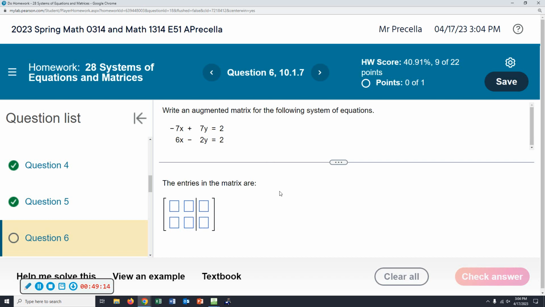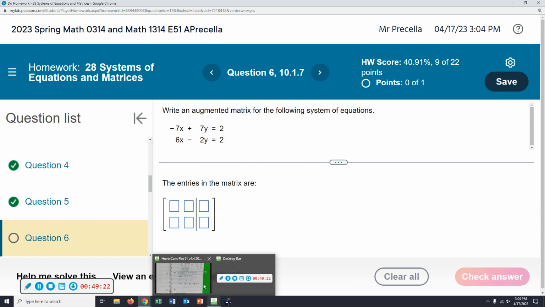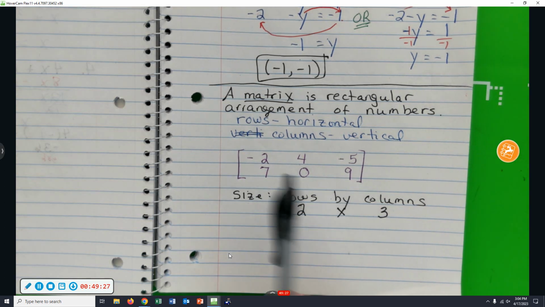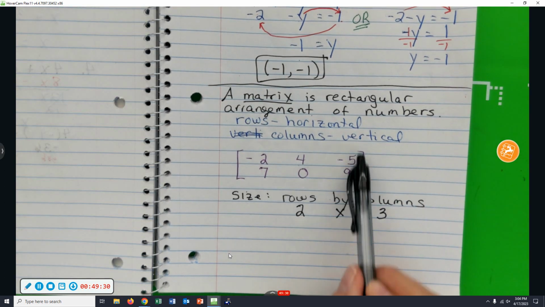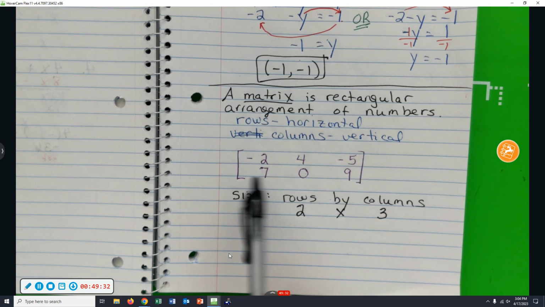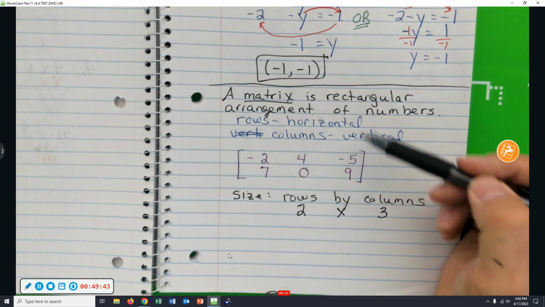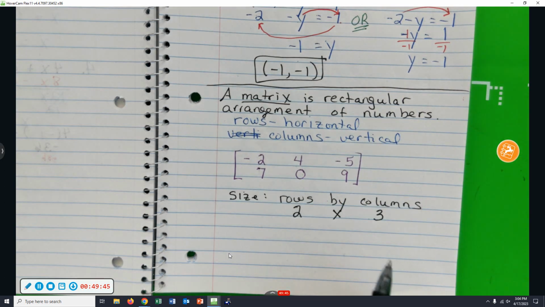Rows are horizontal. There are 2 rows. I'm not saying how many numbers on each row, just how many. There's 2 horizontal rows, 3 vertical columns. This is what's called a 2x3 matrix, which is different from a 3x2 matrix.